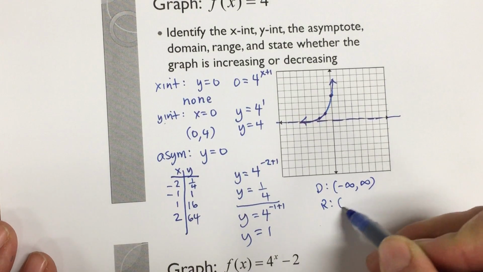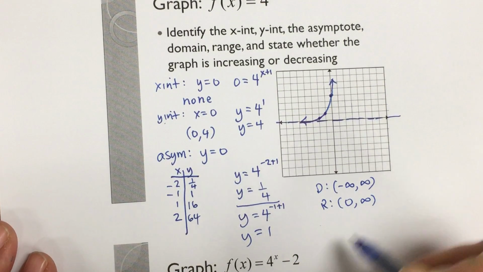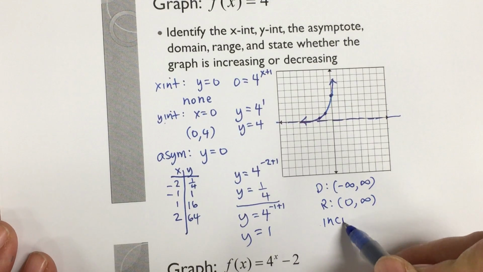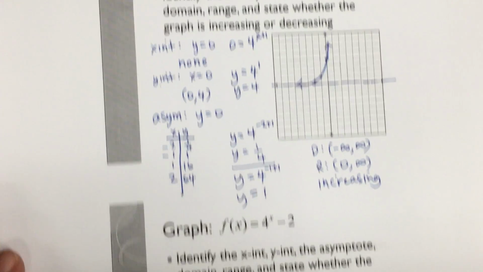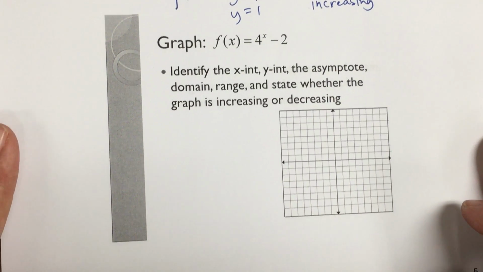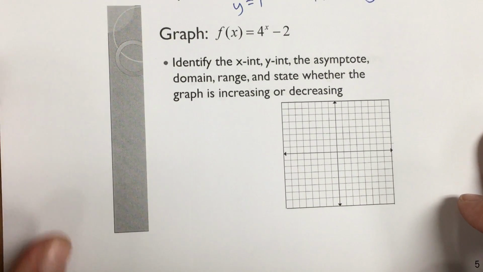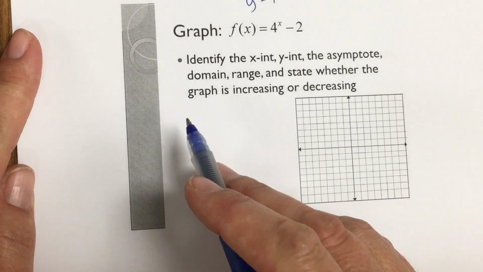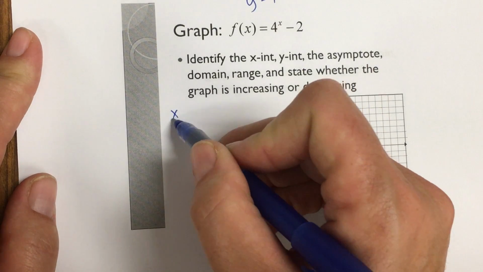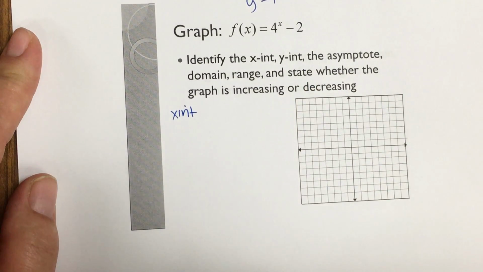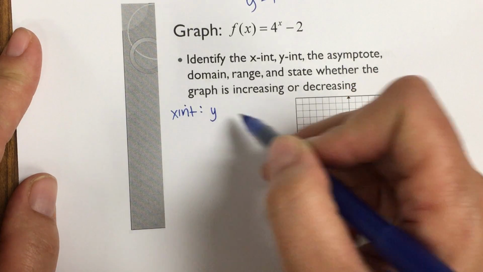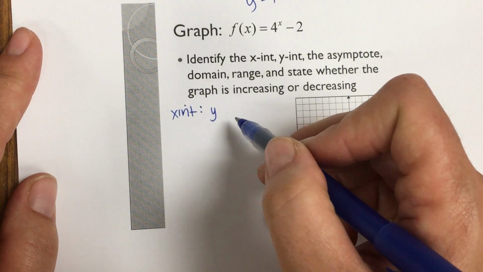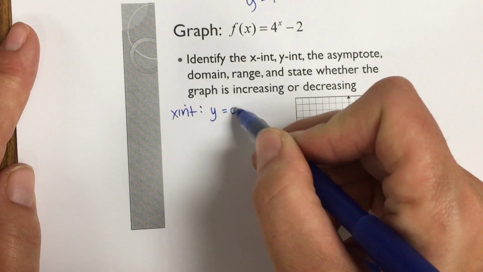Range is going to be 0 on up to infinity. And this little sucker is increasing. Okay. Now, I hope you're seeing some patterning here. This one's going to be a little different on your x-intercept. Your x-intercept is when something happens. What happens? You let y equal 0 for your x-intercept.